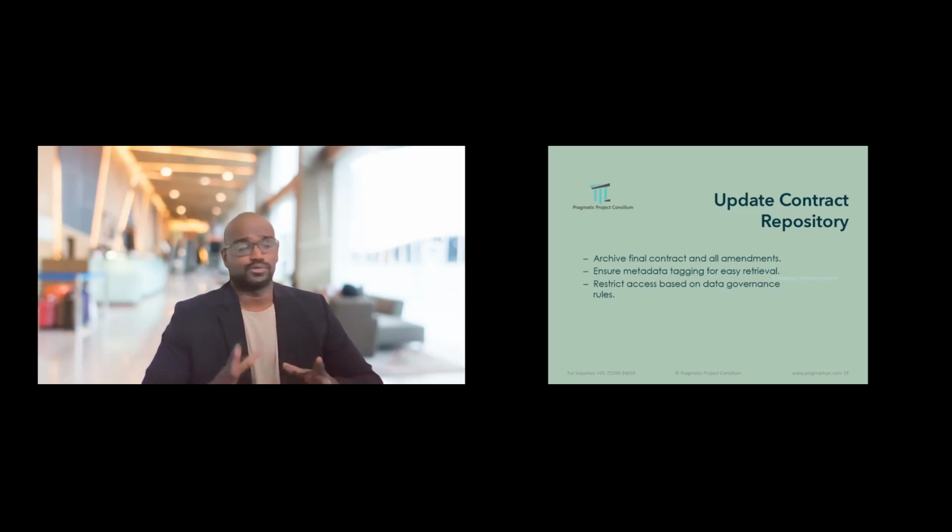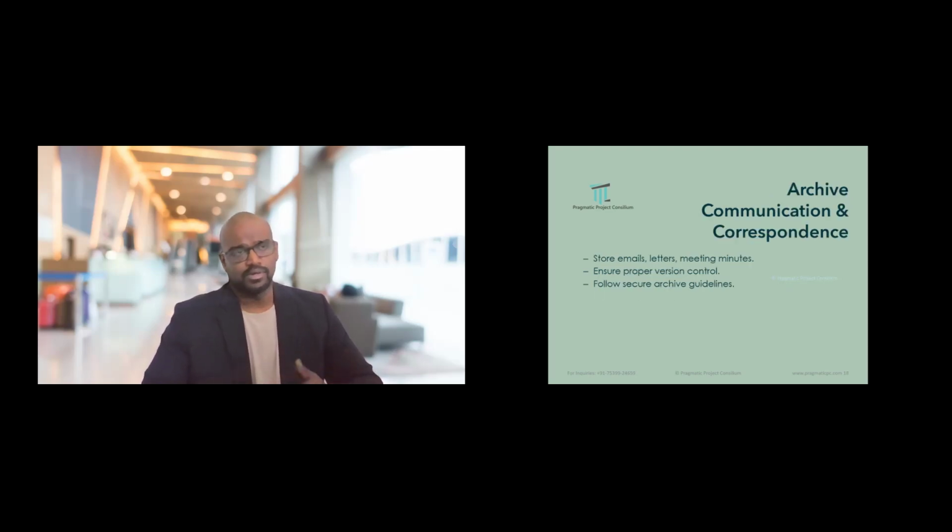So update the contract repository. So archive all final contracts and all the amendments. Ensure metadata tagging for easy retrieval. Restrict access based on data governance rules that every company has. Archive the communication and correspondence, because you don't know that even after the closure of the project, there are jurisdiction allowances that within 3 years, within 5 years, a contractor can come back again for a claim, even though they are not notified. So maintain all these emails, letters, and minutes of meetings. Ensure proper version control. So follow secure archive guidelines.